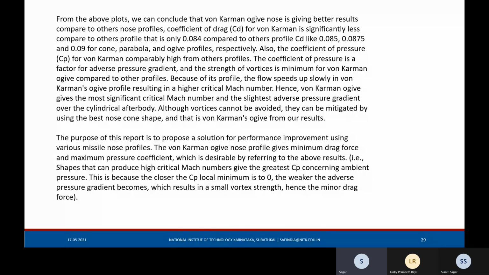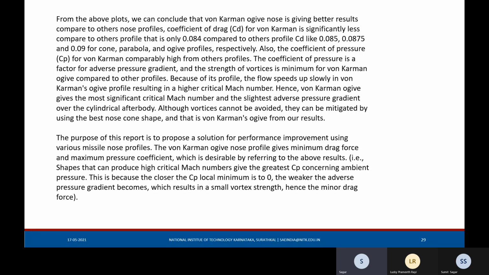So what does it mean when the coefficient of drag is very low? It means the adverse pressure gradient in this case is much less compared to the other profiles. So the boundary layer separation is delayed in this case compared to the others. And because the adverse pressure gradient is less, the vortices generated will be much fewer compared to the other profiles. Because of those fewer vortices, the coefficient of drag is lower in this profile compared to the other profiles.